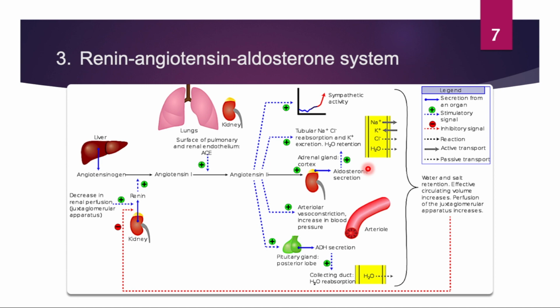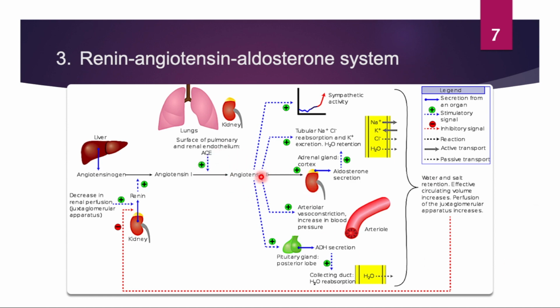Renin-angiotensin-aldosterone system is the most important hormonal system that regulates water balance and blood pressure. As we've learned in previous lecture, renin is secreted by juxtaglomerular cells. Renin is released when there is either decrease in plasma osmolarity, decrease in ECF volume, decrease in blood pressure, or increase in sympathetic activity. Renin's function is to convert angiotensinogen that is produced by the liver to angiotensin I, whereas angiotensin I is converted to angiotensin II by angiotensin converting enzyme that is secreted by pulmonary and renal endothelium.